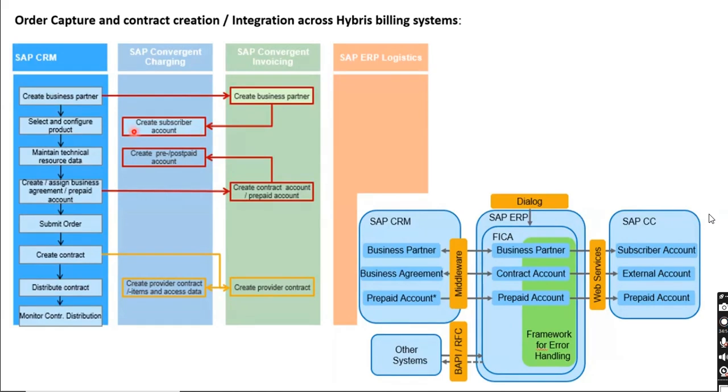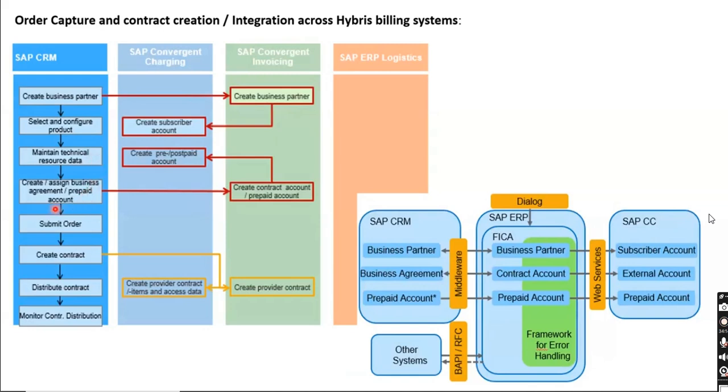After the business partner is created, select and configure the product. This they do. Then maintain technical resource data. Each product has a technical ID. For example, for a mobile phone, the SIM number can be a technical ID. For a car, the chassis number may be a technical ID. For any Wi-Fi device, the device ID can be a technical ID.